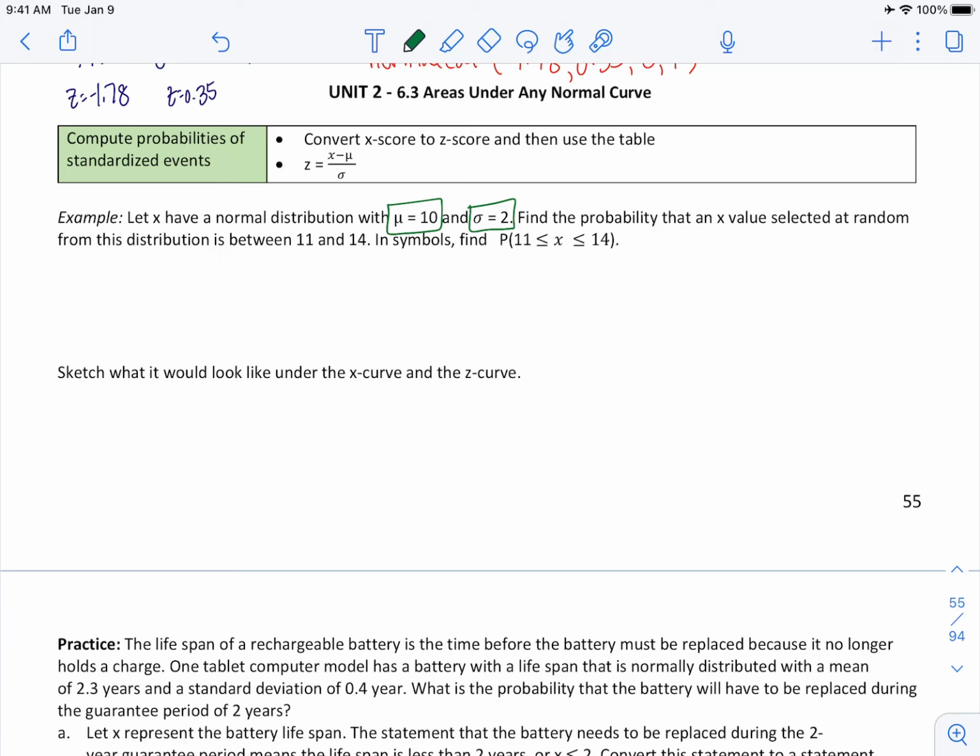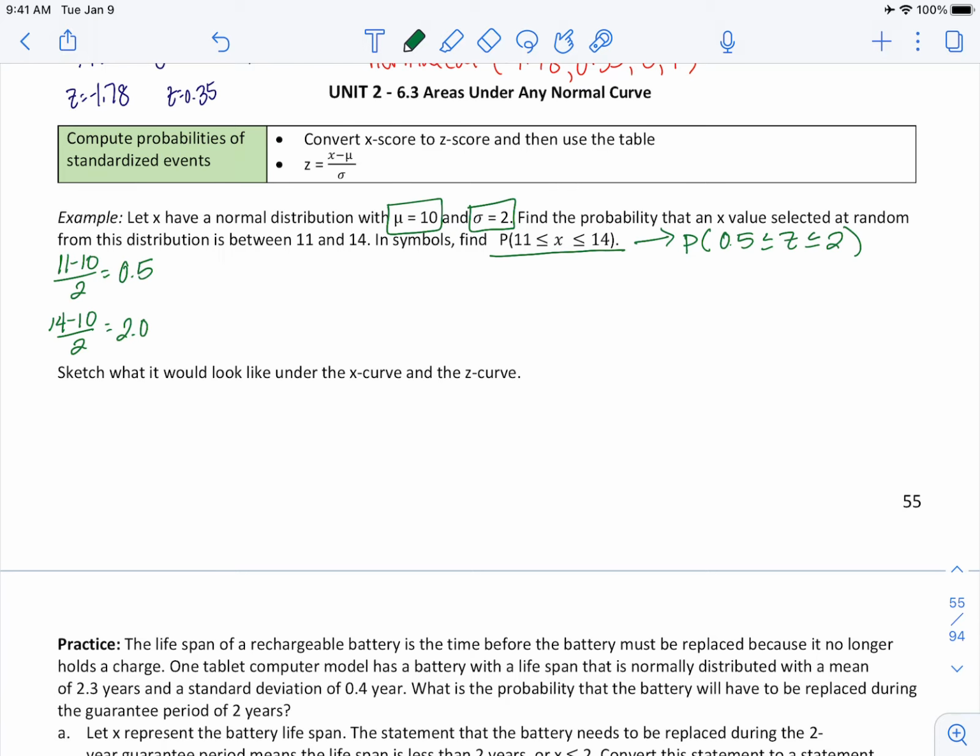Find the probability that an x value selected at random from this distribution is between 11 and 14. So in symbols, we're finding the probability of x being between 11 and 14. If we wanted to convert this to a z-score, I'm going to do both of these separately. So we have 11 minus 10 over 2, which is 0.5, and then 14 minus 10 over 2, which is 2. So if I wanted to write this in z-score format, this is the probability that our z is between 0.5 and 2.